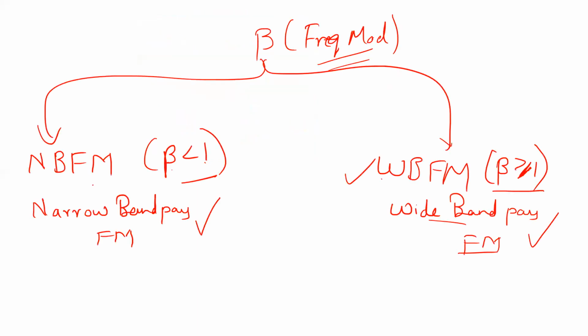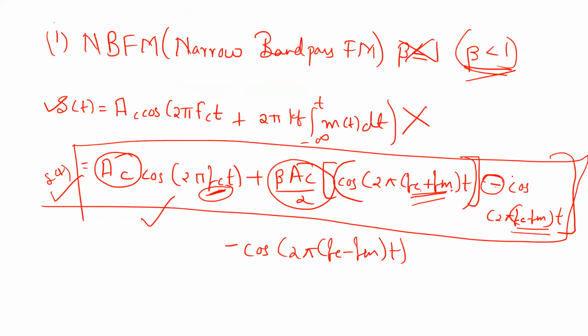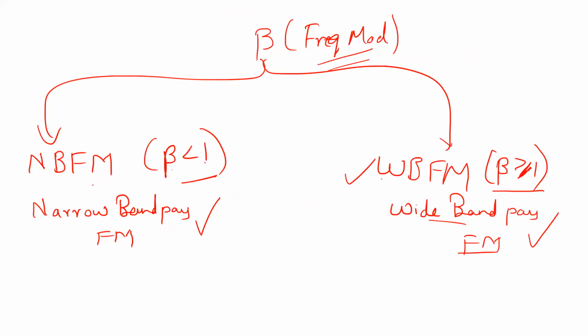Now, based on beta, what two kinds of frequency modulation is it divided into? The narrow band and wide band. Narrow band is beta less than 1, and wide band is beta more than or equal to 1. So it's to do with beta, the frequency modulation index.